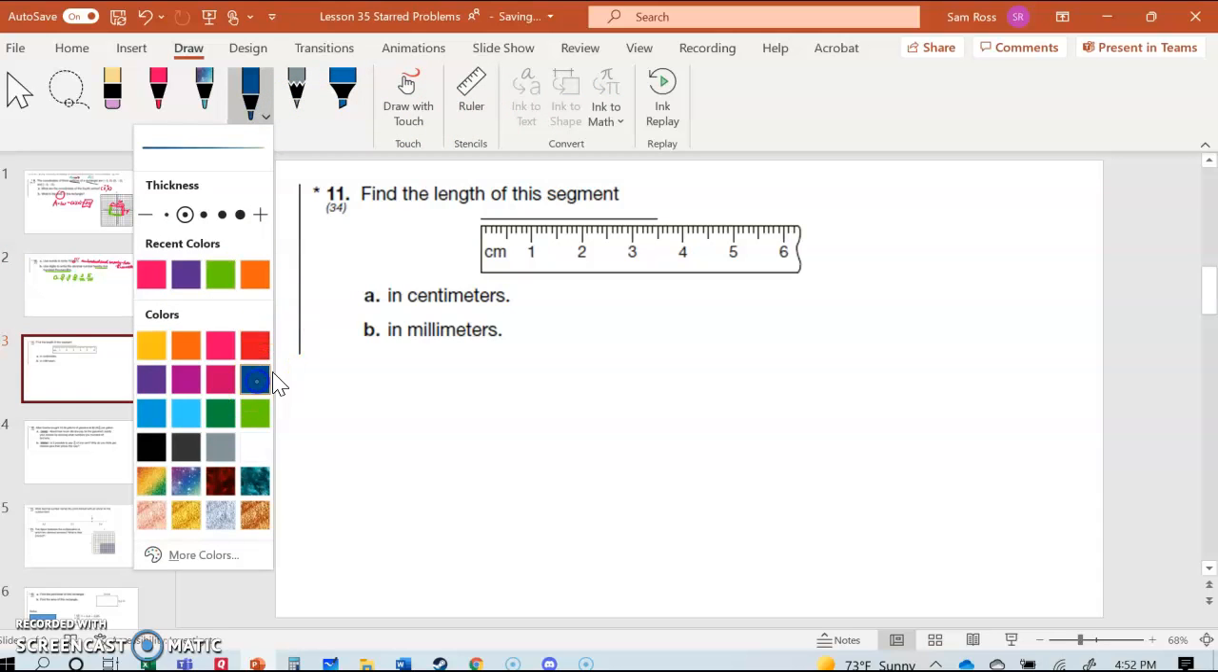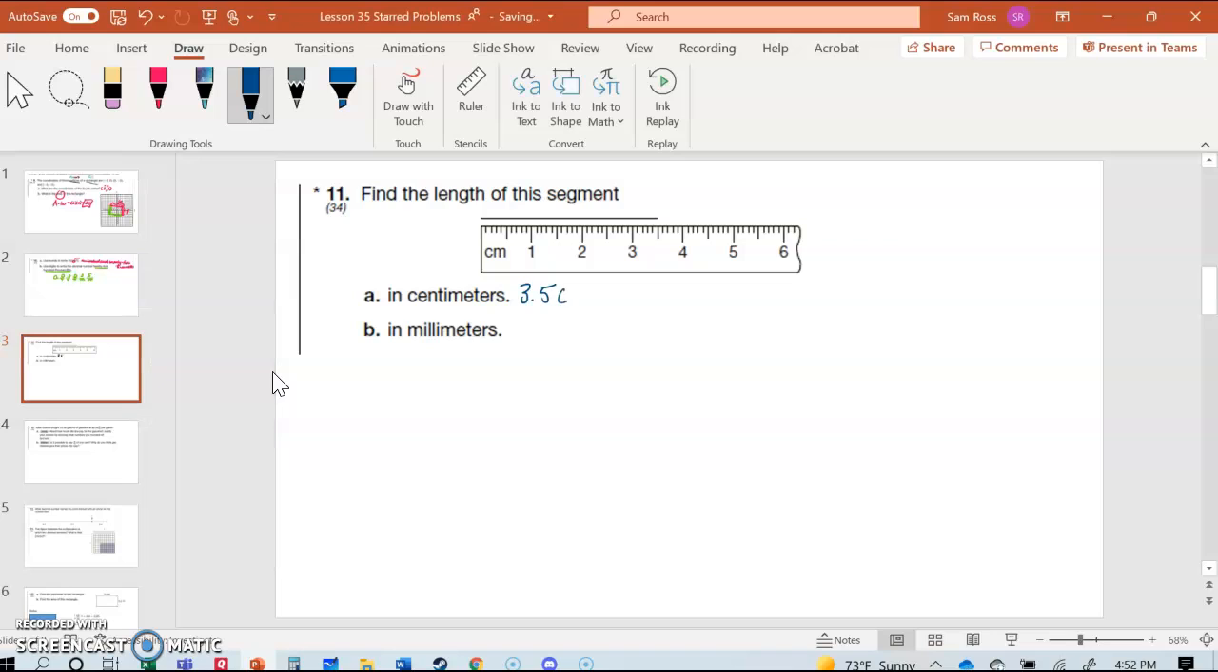Okay. Find the length of this segment in centimeters and millimeters. So centimeters, I have 1, 2, 3, and then it looks like 0.5. So 3.5 centimeters. And then I know that 10 millimeters is equal to 1 centimeter. And if I have 3.5 centimeters here, I'm going to do 3.5 times 10 millimeters, which is 35 millimeters. That's B.